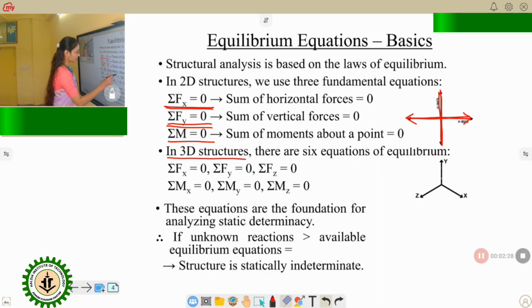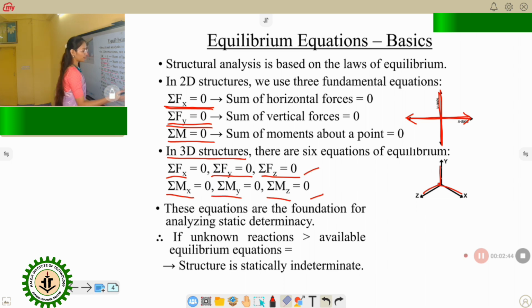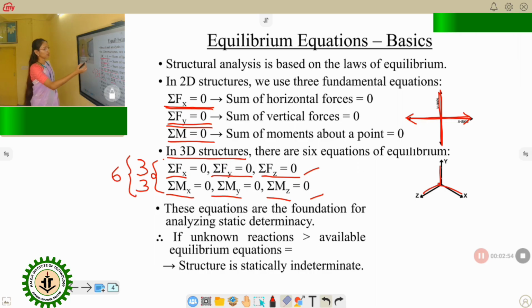Whereas in a 3D structure, the number of equations comes to 6. That means 3 equations for forces in 3 axes: summation of Fx equals 0, summation of Fy equals 0, and summation of Fz equals 0. Thereafter, the moments along the same 3 axes will also be considered 0. Therefore, the total equations in 3D are 6: 3 for force and 3 for moment. These equation sets are very useful for the analysis of structures. So for 2D there are 3 equilibrium equations, and for 3D there are 6.